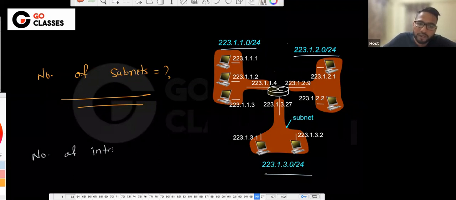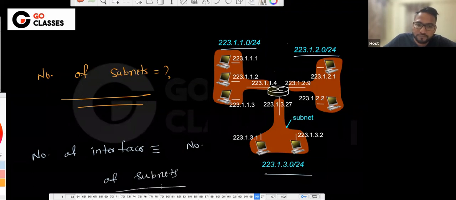Number of interfaces equal to number of subnets, right.